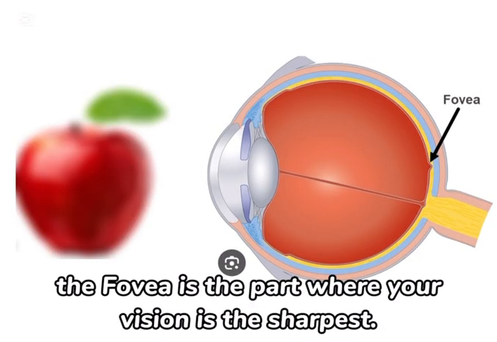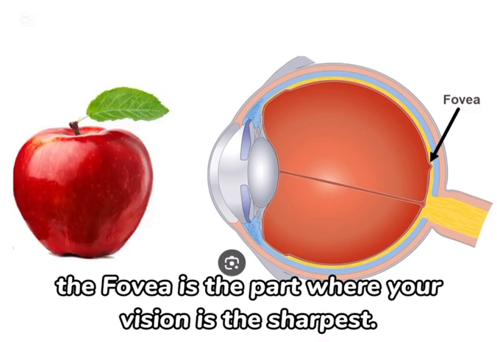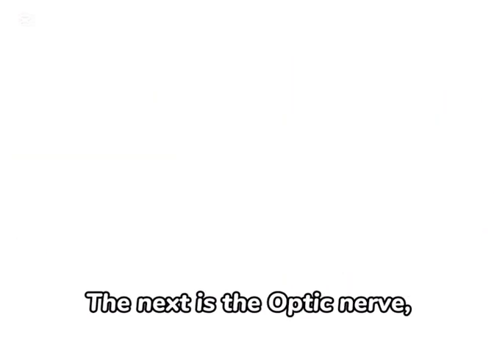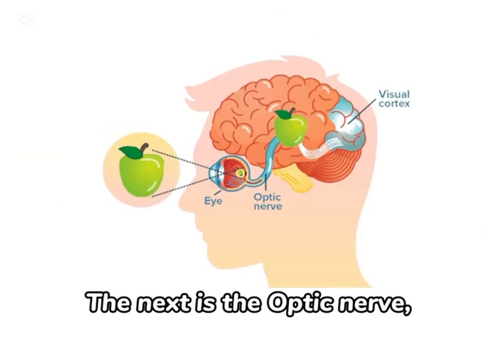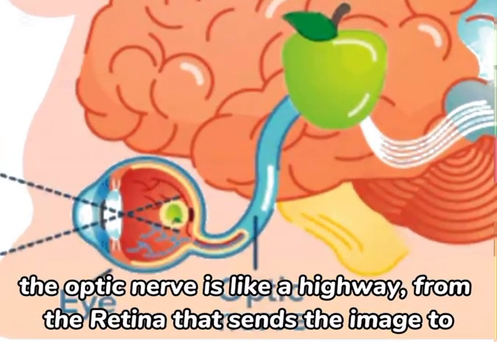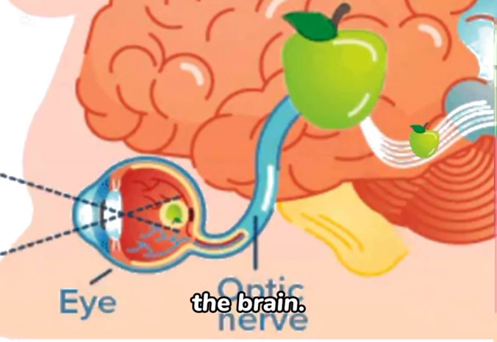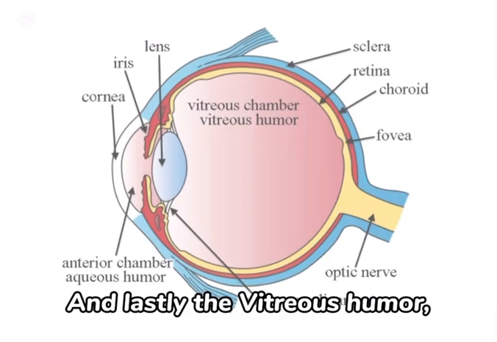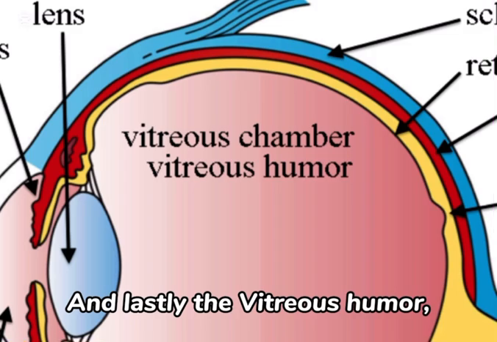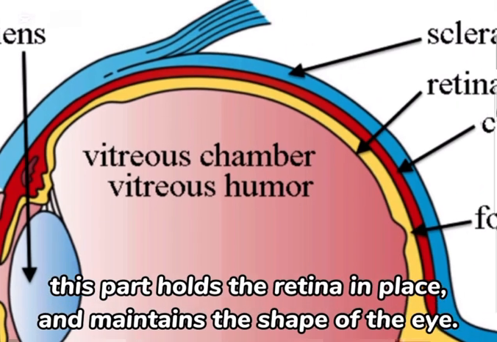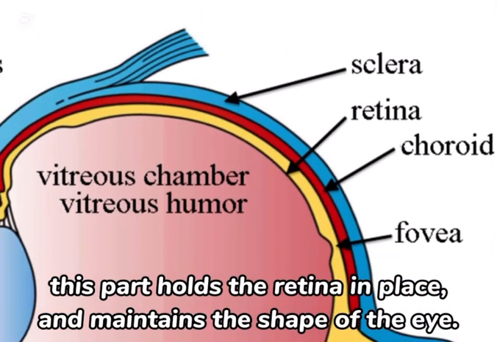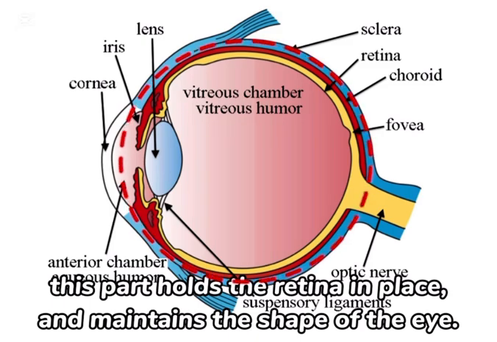The next is the fovea. The fovea is the part where your vision is the sharpest. The next is the optic nerve. The optic nerve is like a highway from the retina that sends the image to the brain. And lastly, the vitreous humor. This part holds the retina in place and maintains the shape of the eye.